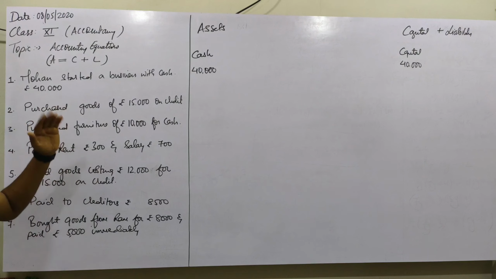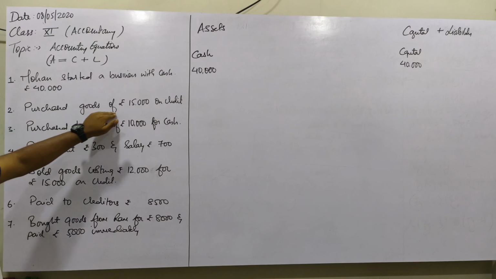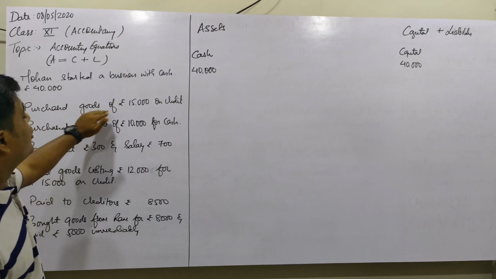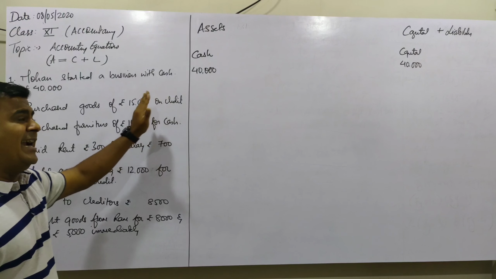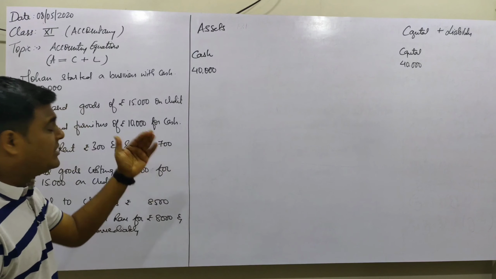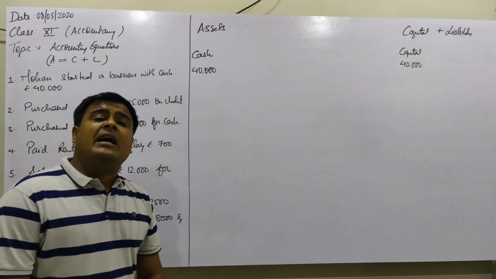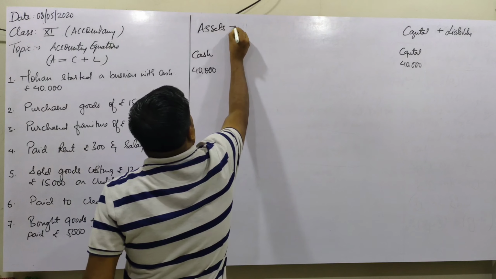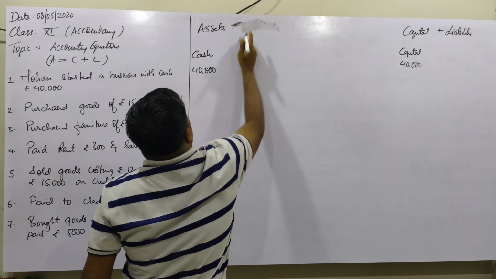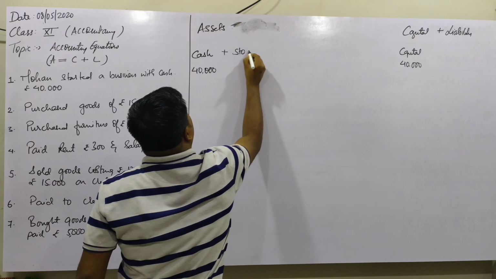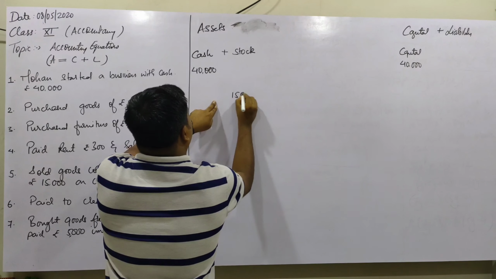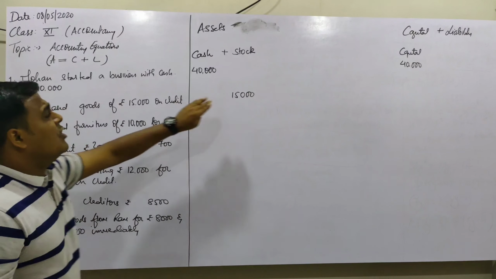Now let us see one more transaction, that is purchase goods of rupees 15,000 on credit. Let us see how this transaction affects the asset side. Goods come in, so it will increase the stock. Plus stock. Here I am writing 15,000 in front of this transaction number 2.